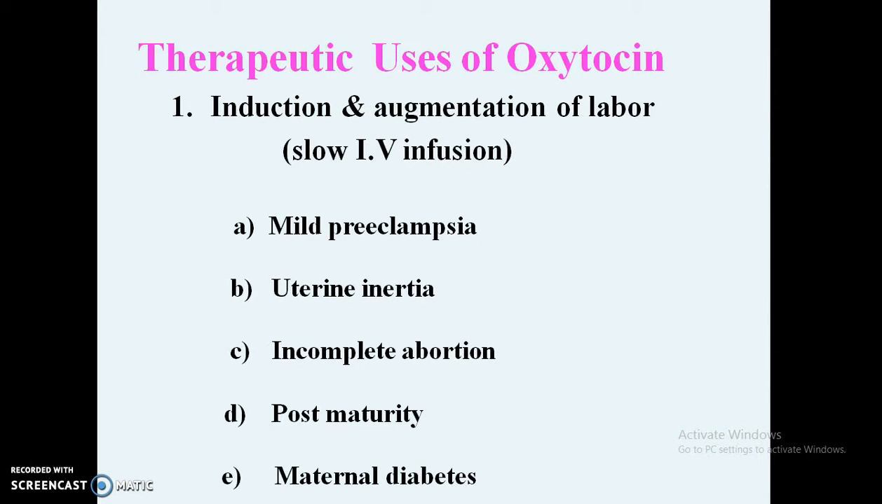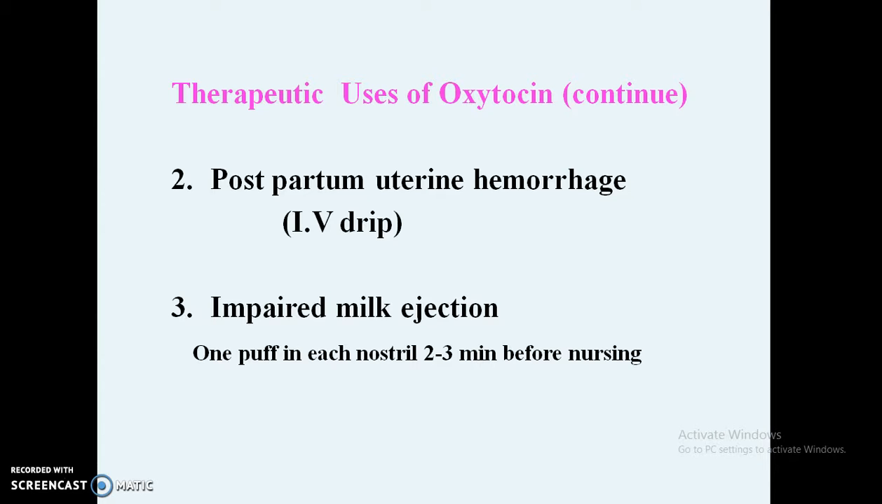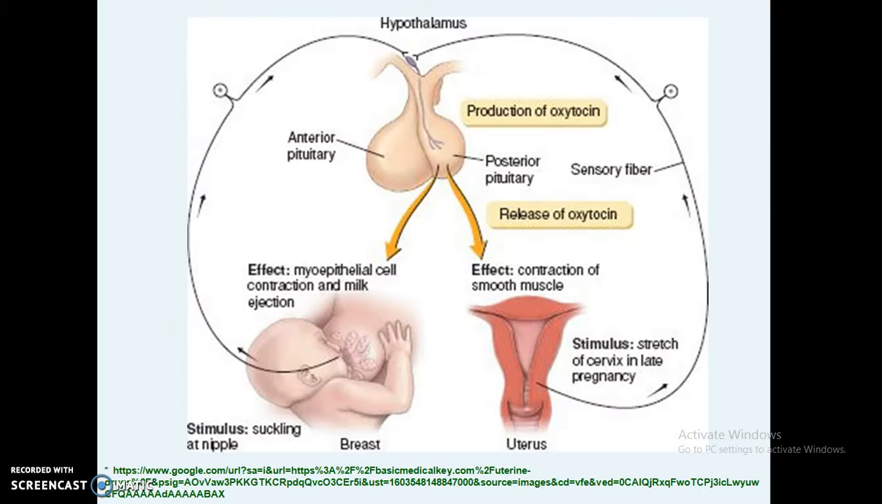the smooth muscles. Now coming to the therapeutic uses of oxytocin, it is important in induction and augmentation of labor if given through IV infusion. It is also given in mild preeclampsia, uterine inertia, incomplete abortion, post-maturity, and maternal diabetes. This is also used in postpartum uterine hemorrhage and impaired milk ejection. In this case, it is given through nasal spray, like 1 puff in each nostril 2 to 3 minutes before nursing. So this is the overall picture of how oxytocin acts on a particular target.